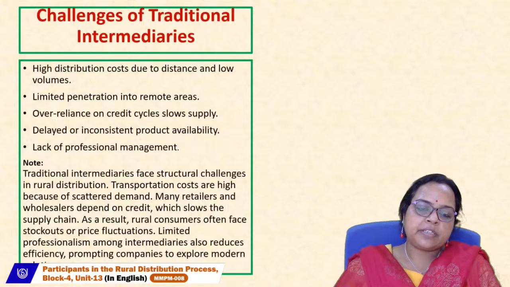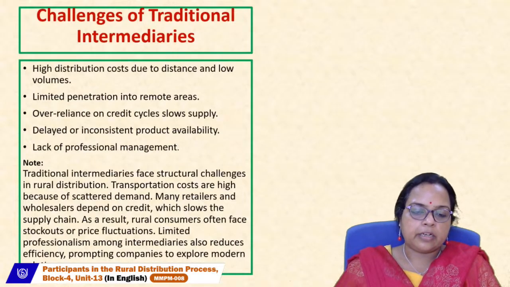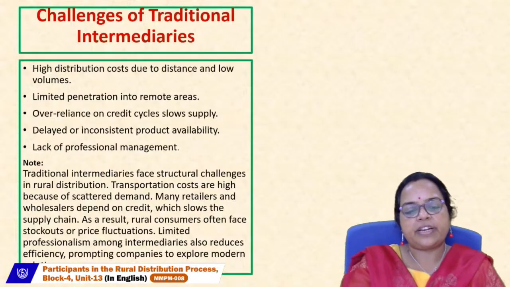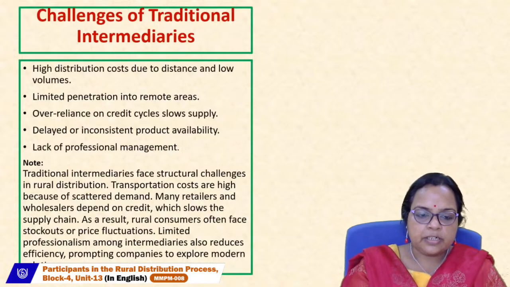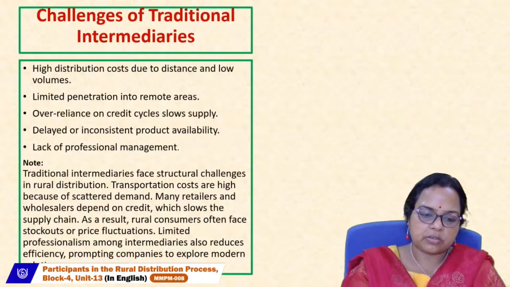Traditional intermediaries face structural challenges for rural distribution because transportation costs are generally high and villages are scattered in nature. Many retailers and wholesalers depend on credit, which slows their supply chain. So what happens in traditional intermediaries is that they depend mostly on the credit system, and once they are dependent on it, their supply chain goes slow. As a result, rural consumers often face stockouts or price fluctuations.